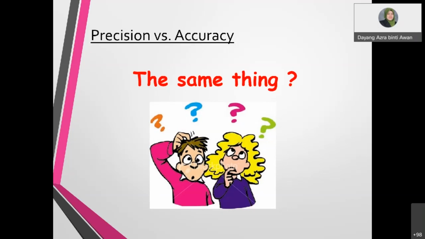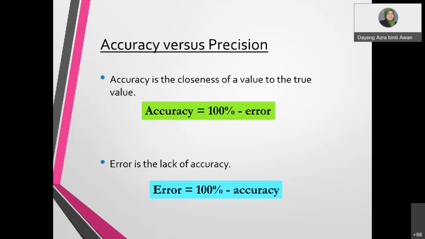Okay, so sometimes the equipment, they can say that that equipment is precise but not accurate. Okay, so sometimes equipment can be accurate tapi tak precise. And then sometimes the equipment can be both precise and accurate. So this can be calculated using this formula. So accuracy is 100% minus your error, how close your value is to the true value. Okay, and then the error is the lack of accuracy. So error is 100% minus accuracy.